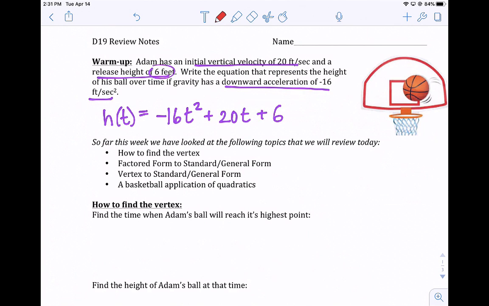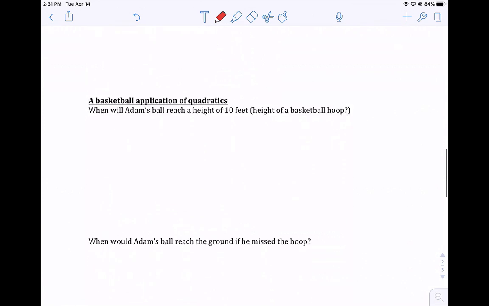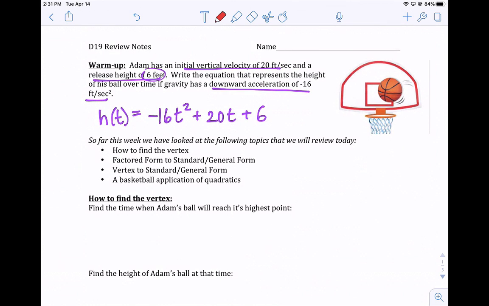So far this week we have looked at the following topics, and we're going to review those today before the upcoming test. You should know how to find the vertex, the lowest or highest point, how to change from factored form to standard form, which is also called general form, how to change from vertex form to standard form, and we also looked at the basketball application of quadratics. Our goal today is to review those ideas, and then if you have additional questions, you can let me know during office hours before your test, which is coming up very soon.